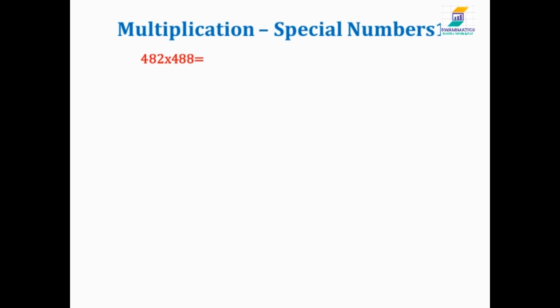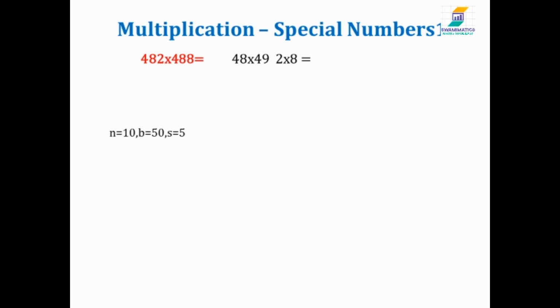For example, 482 into 488. Again, 2 plus 8 is 10. So here it is 48 into 49 and 2 into 8. Well, how do I do 48 into 49? If you are very familiar with the base method, this one can also be done in the mind. But if it is not possible, this is the method.